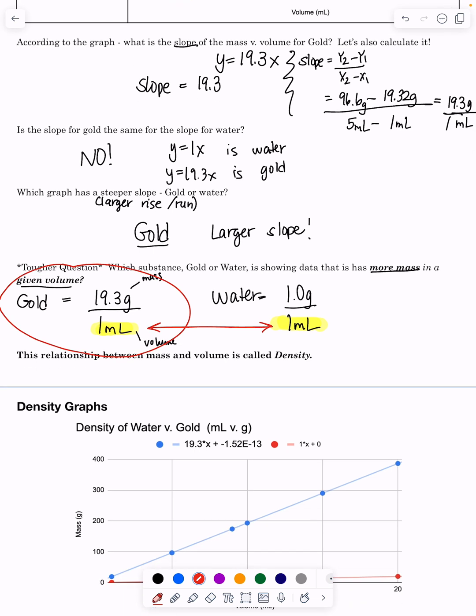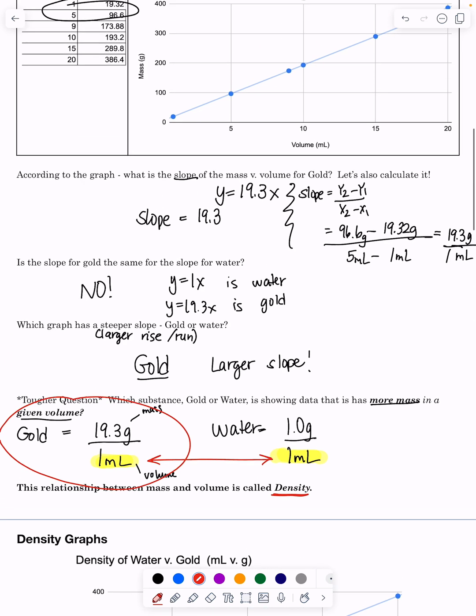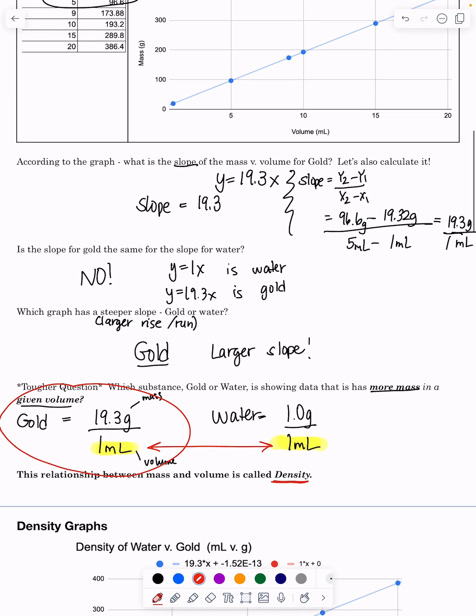This relationship between mass and volume is called density. So all that we've been learning here is that this slope, this relationship between mass and volume, which is the ratio between mass and volume, is called density.